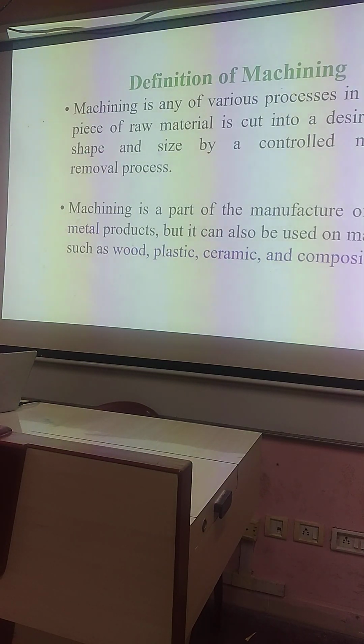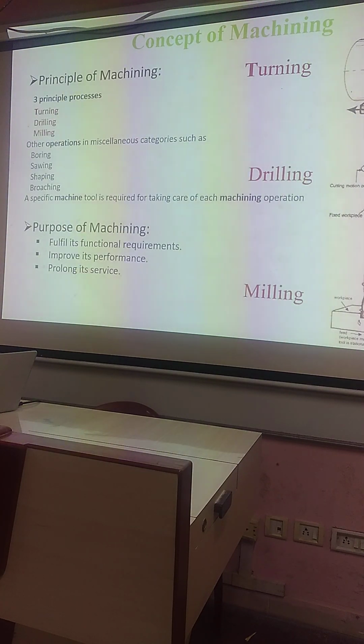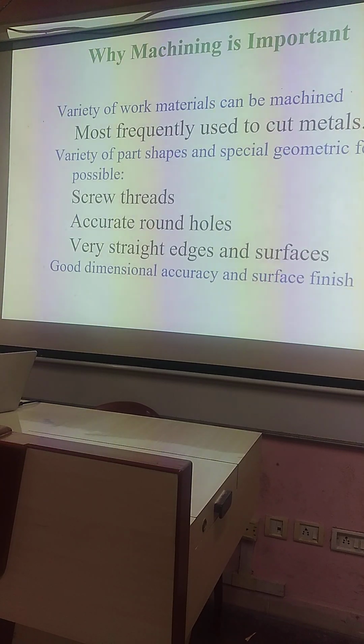Next is what is the machining operation: value addition, input. We get the raw material and by using different processes we add the value, so then we get the output. Turning, drilling, milling, as you see in the video, these are the machining operations. Other operations are boring, shaping, and broaching.